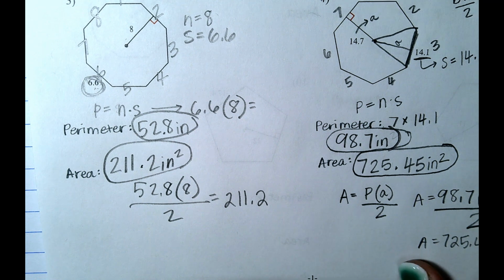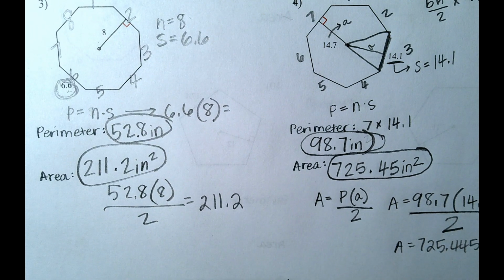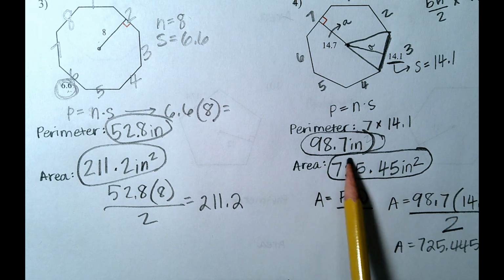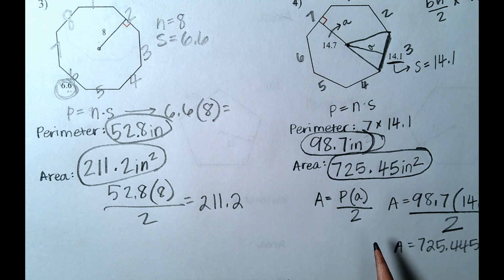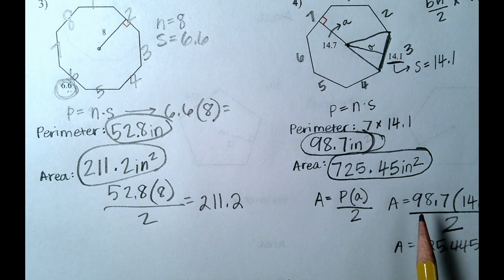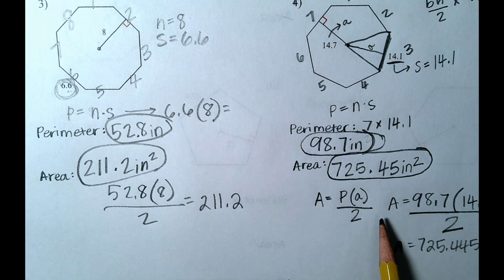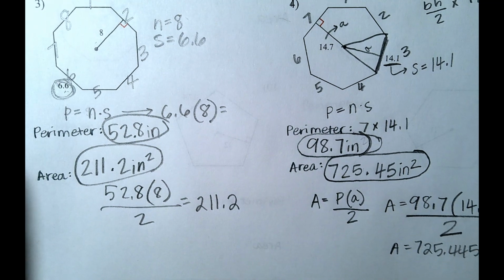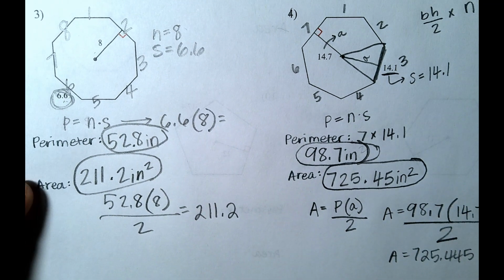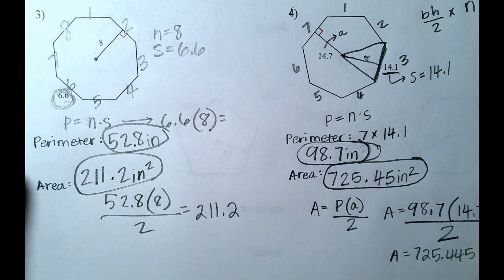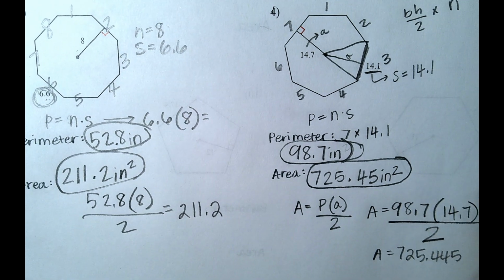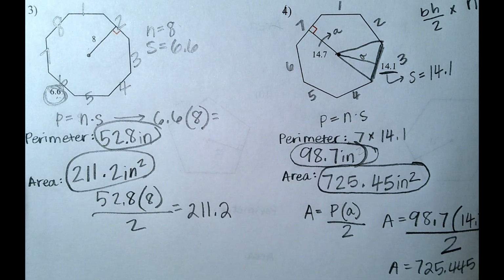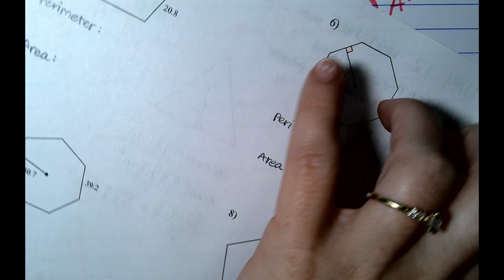Okay, and then we did number 4 earlier, so there's those. We got 98.7 for perimeter and 725.45 inches squared for area. Okay, can I go to the next page? Or does anybody still need to see this? Okay, moving forward.